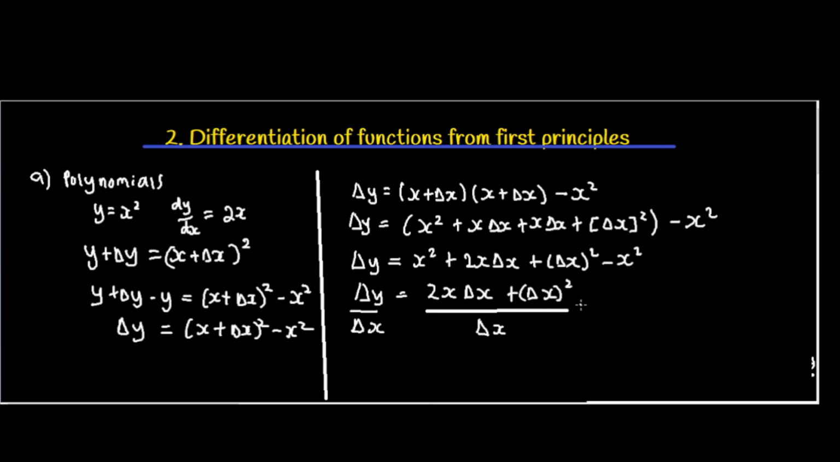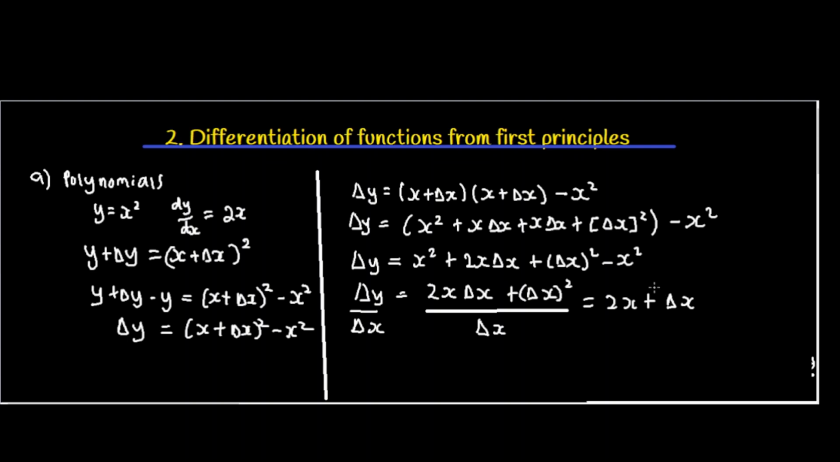Here you note that change in x will divide 2x change in x, and we shall only remain with 2x, and it will also divide the change in x squared, and we remain with only change in x. So this is going to give us 2x plus change in x.